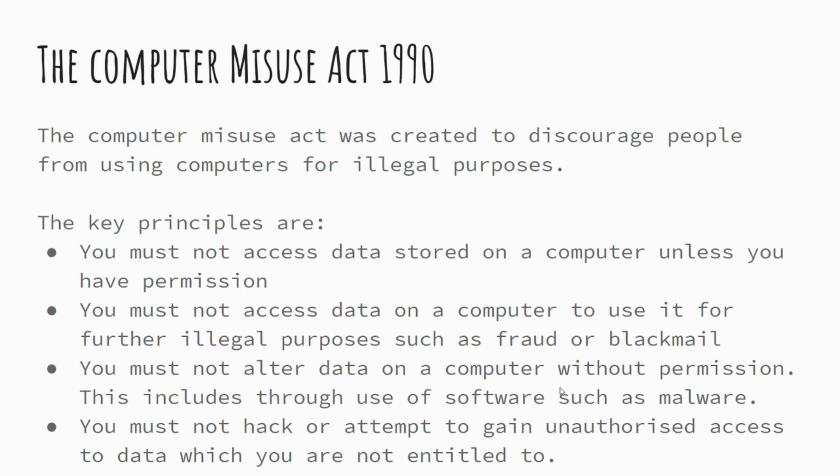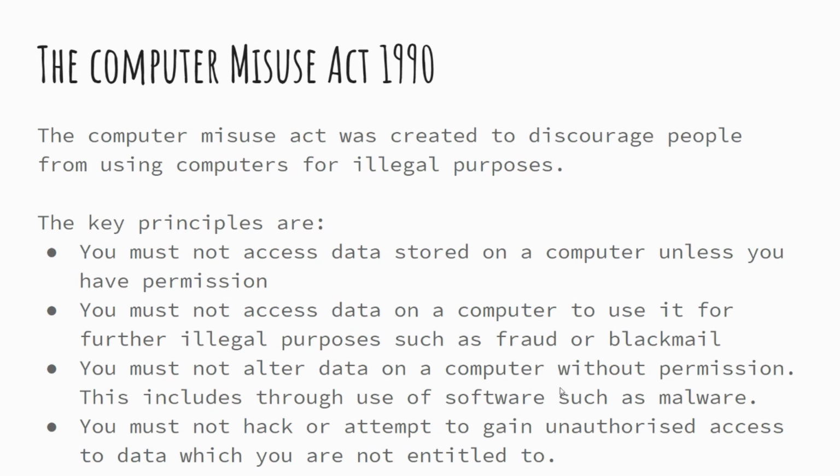Bullet point 2, you must not access data on a computer to use it for further illegal purposes, such as fraud and blackmail. There are other examples as well, but the idea is that you're not accessing that data with the intent to abuse it. You must not alter data on a computer without permission, and this includes through software such as malware.